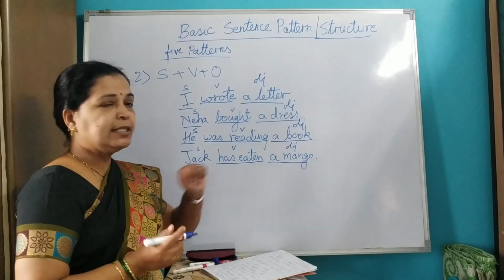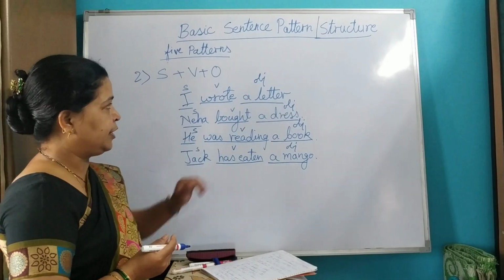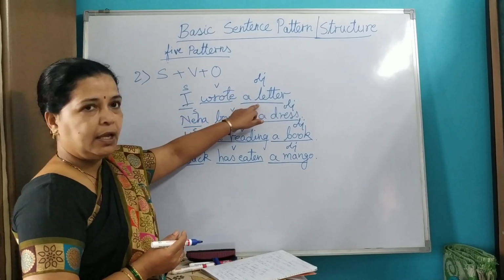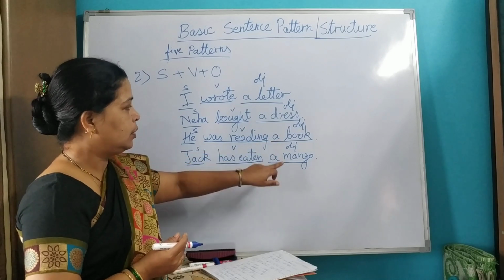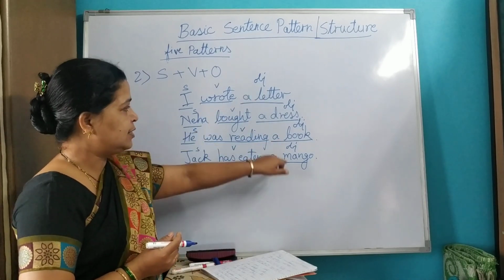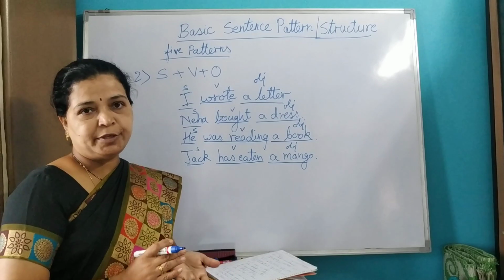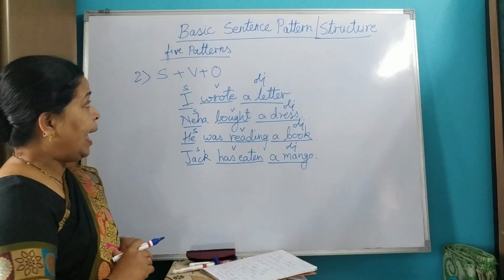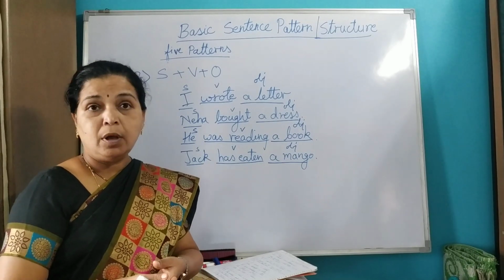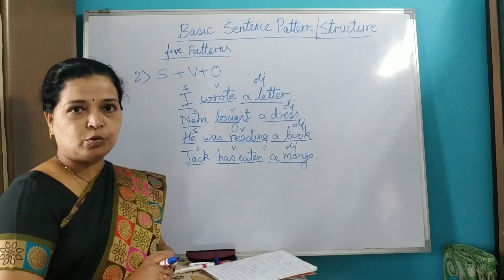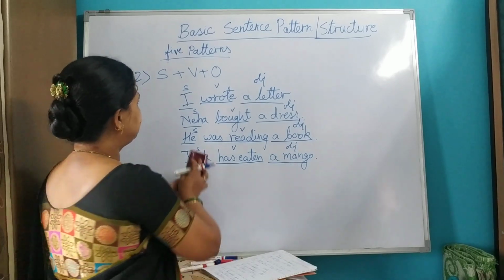Now, here in this case, let's see the object. Object here, like a letter, a dress, a book, a mango. So, all these are your objects. Now, an object can be a noun, it can be a pronoun, or it can be a phrase also. Let's see some examples.